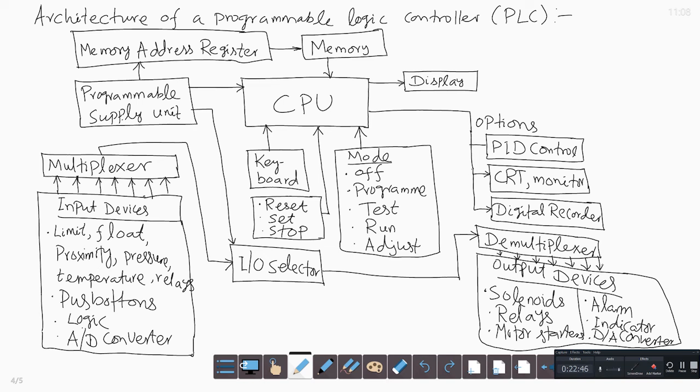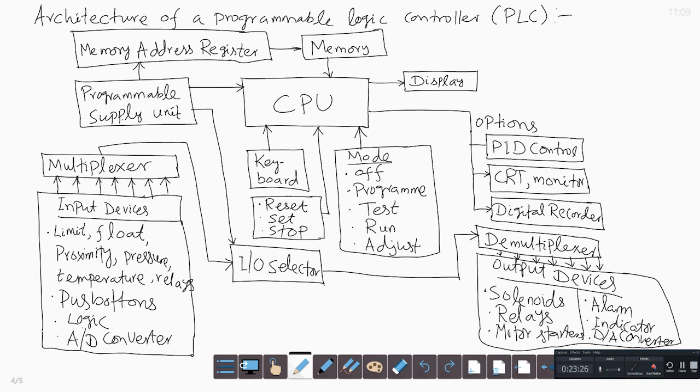So, there are input devices, output devices, CPU and memory address register, display units, multiplexer, demultiplexer, IO selector, then mode selector, keyboard to give inputs to the CPU, and reset, set, stop control. The basic functioning: the CPU gets input from the keyboard during the program mode. The data and the control instructions will be entered and passed to the CPU.